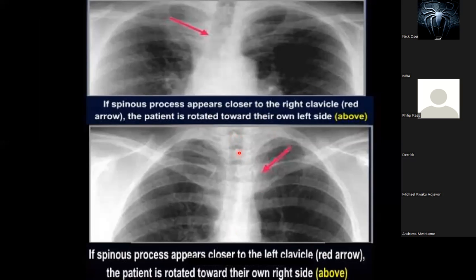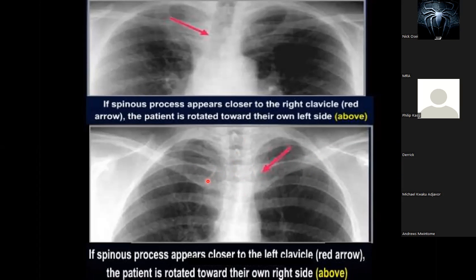On this X-ray down here, the spinous processes are visible. One here, another one here, another one here. You can see that the left clavicle on this picture is closer to the spinous process compared to the other, which is further away. Because the left clavicle is closer to the spinous process, it means that the person is rotated to his right. So the person is a bit bent to the right.